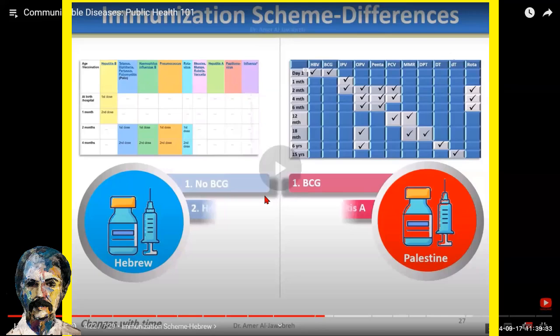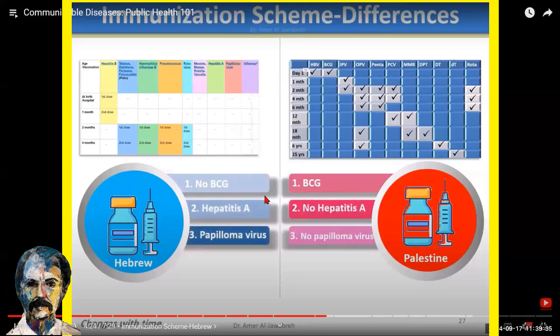Okay, what else do we have? Hepatitis A, they have it. We don't have it. Papilloma virus, which causes cervical cancer in women, the prevalence is less than 1%, but still considered high. So papilloma virus, they have it, we don't have it. Maybe our Ministry of Health will think of this, depending on the epidemiology. These schemes are all the time subject to review and subject to change. Okay, no papilloma virus.